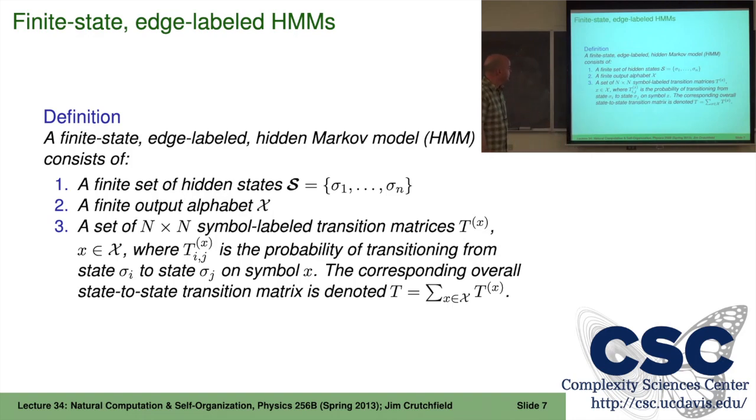So definitions, again, a couple of these we saw from last time, but to get us all on the same page, a finite state edge-labeled hidden Markov model has our set of states, a finite alphabet, and the set of symbol-labeled transition matrices, stuff that you're all familiar with from the class. And if you want the state-to-state transition matrix, we can sum over these things and get a T that's independent of the output symbols.